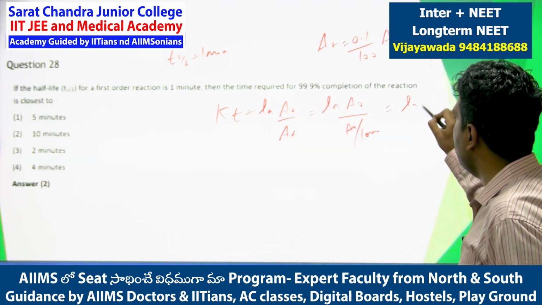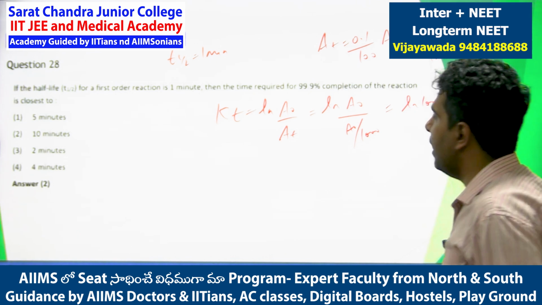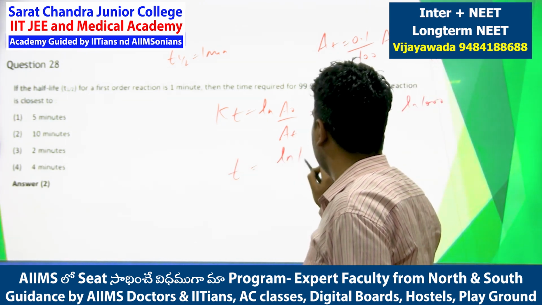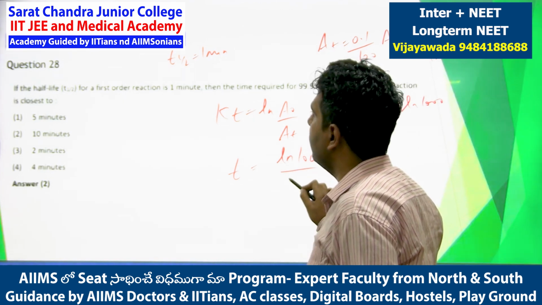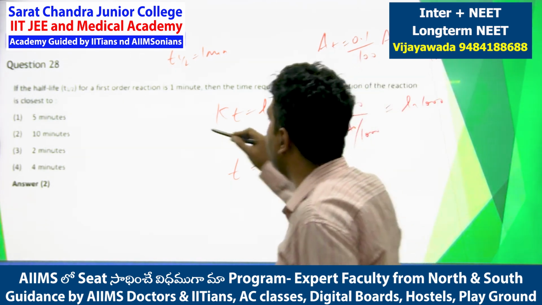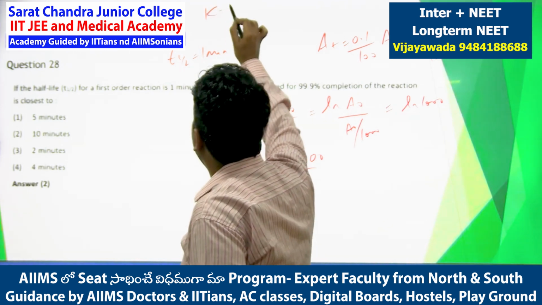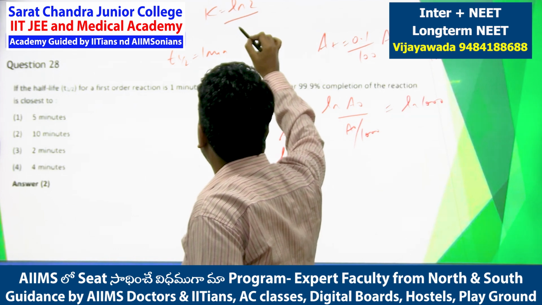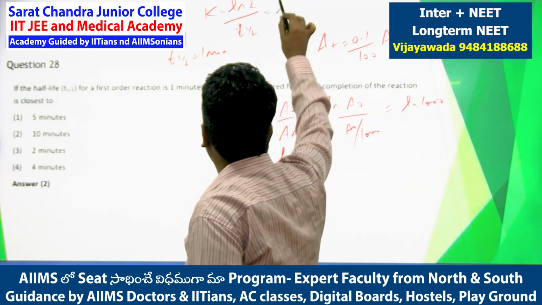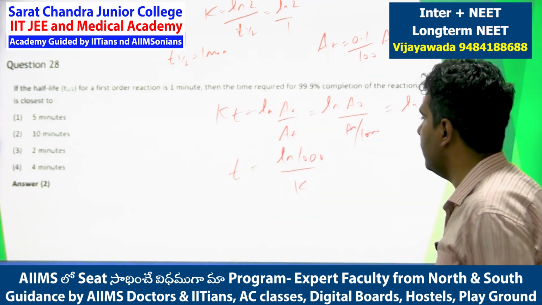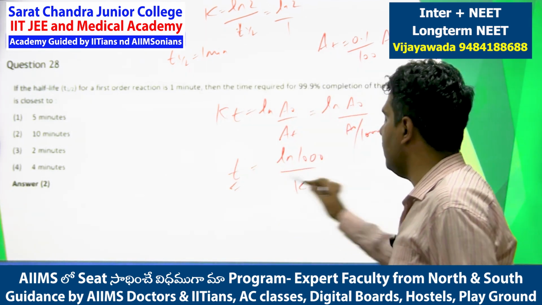So this will be ln 1000. So time we have to find out. So time is ln 1000 by k. Now half-life is given. So for first order, k is ln 2 by half-life, or half-life is ln 2 by k. So half-life is 1 minute. So k is ln 2 by 1. This is the value of k we'll be using over here. So from here we'll get the time in minutes.